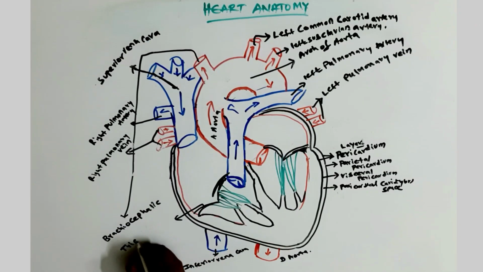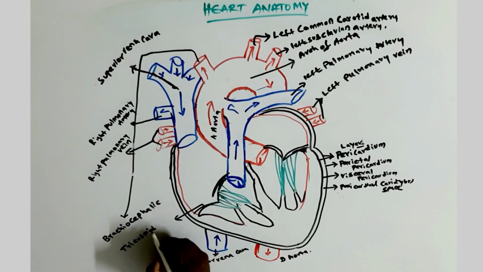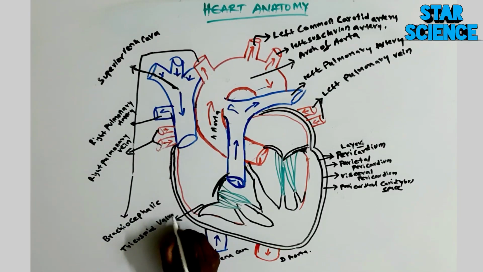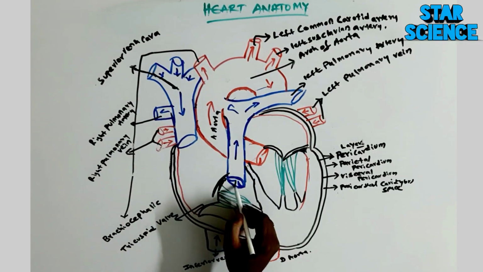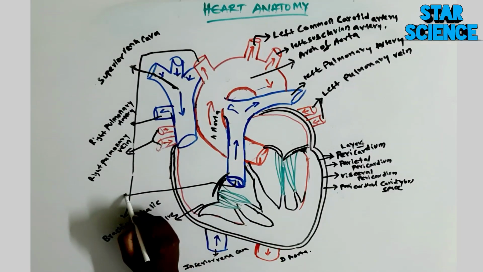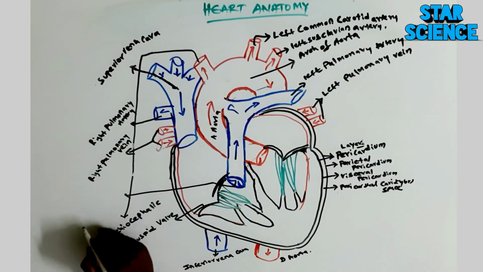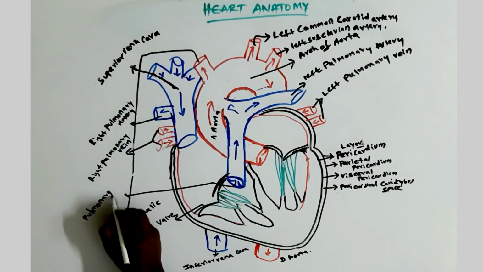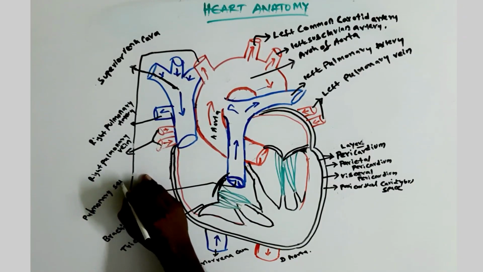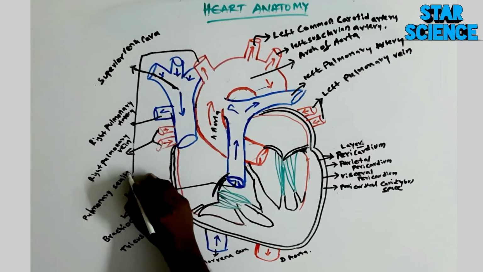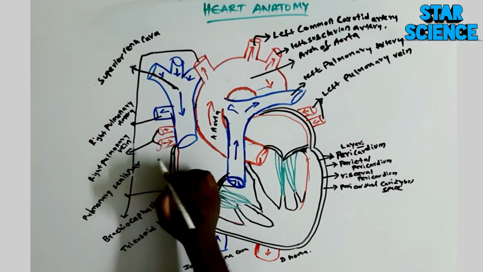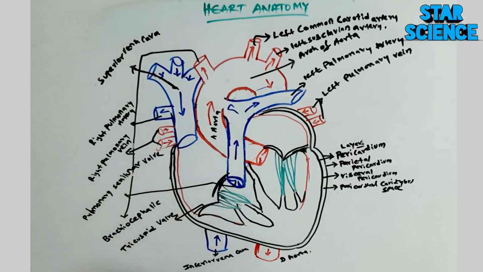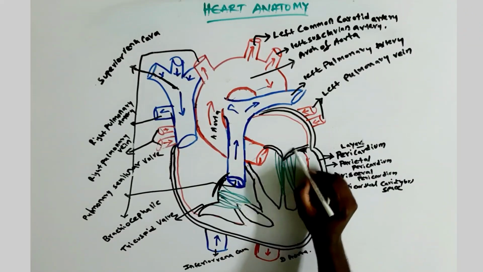Next we have to remember the valves of the right chambers, that is, two valves. One is the atrioventricular valve and the other is the semilunar valve. The semilunar valve, which is the opening of our pulmonary trunk or artery, is called the pulmonary valve, and the atrioventricular valve on the right is called the tricuspid valve, as we wrote earlier. These two are useful to take all the deoxygenated blood to the lungs.